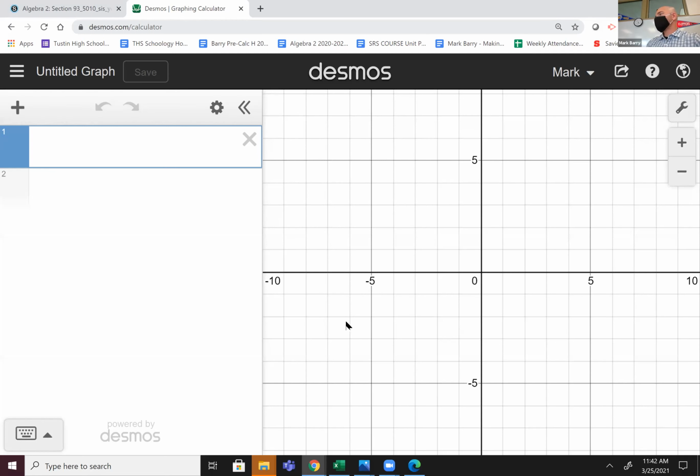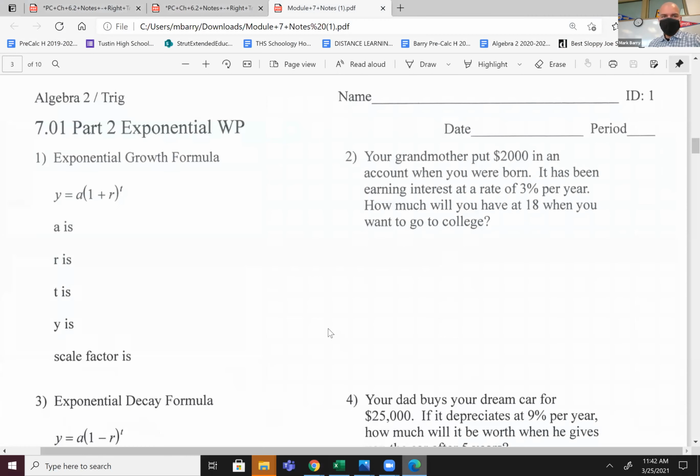I actually don't love the iPhone calculator. So I wouldn't recommend that, but if you know how to use it well, then that's fine.